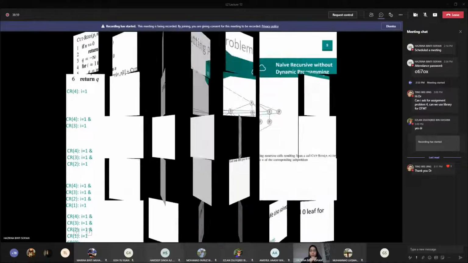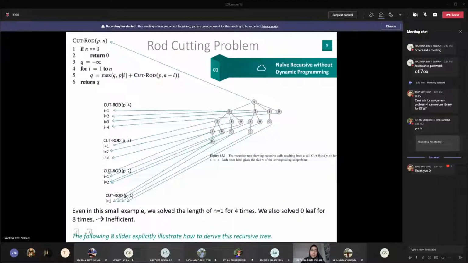For the cut rod 2, inside here 3 minus 1 becomes 2, and then it calls again, so I equivalent to 1, I equivalent to 2 only. And 2 minus 1 is 1. When we call cut rod 1, I can be only 1. But why is this executed 4 times?